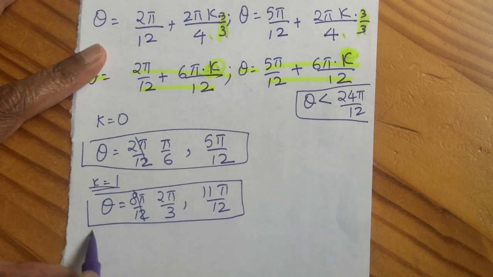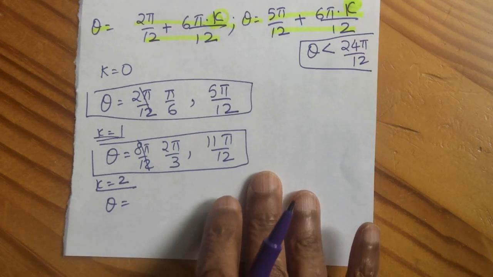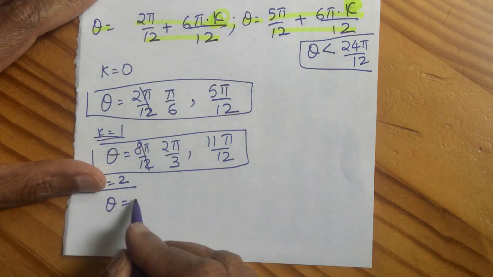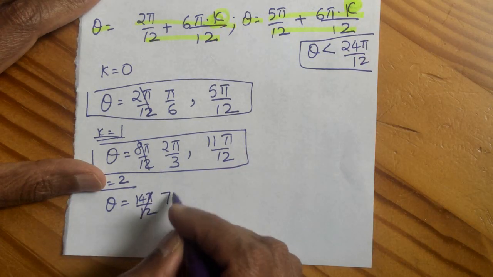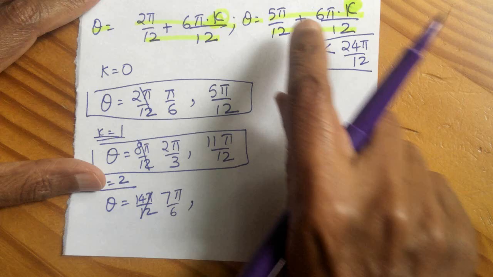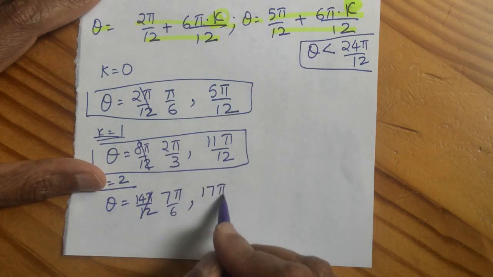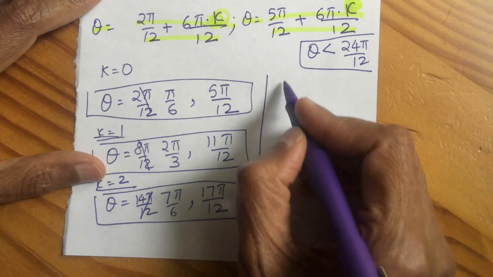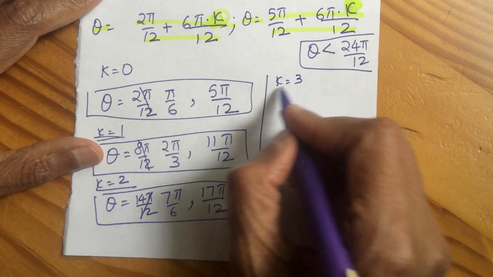And then k equals 2, theta equals 6 times, let me move the paper up. 6 times 2 is 12, 12 plus 2 is 14. So 14 pi by 12, still less than 24 pi by 12, which I'm going to simplify as 7 pi by 6. And 6 times 2 is 12, 12 plus 5 is 17 pi by 12, still less than 24 pi by 12. Okay, I'm going to take it here. I did k equals 2, now I'm going to take k equals 3.